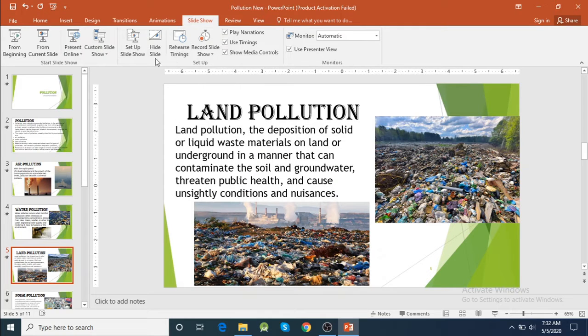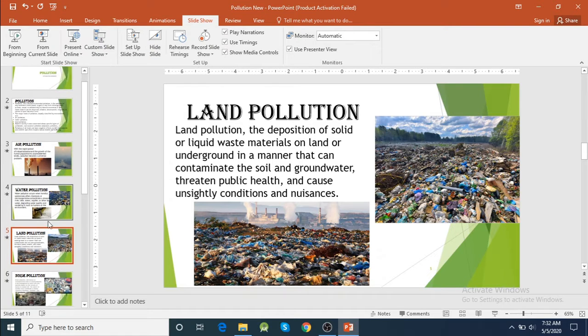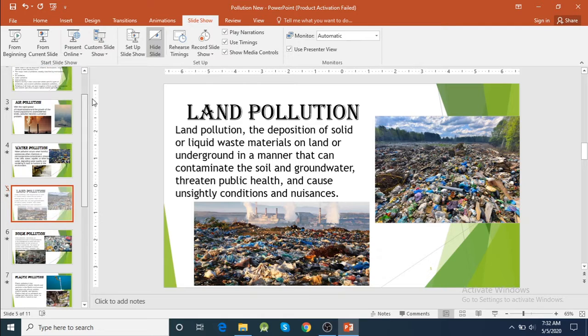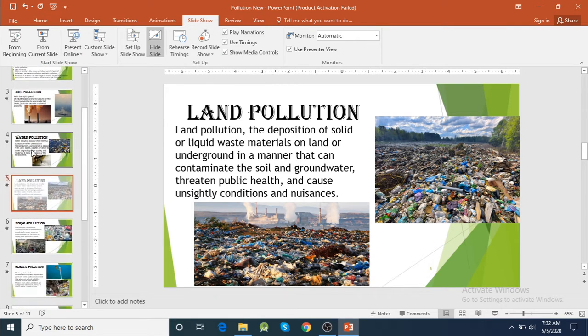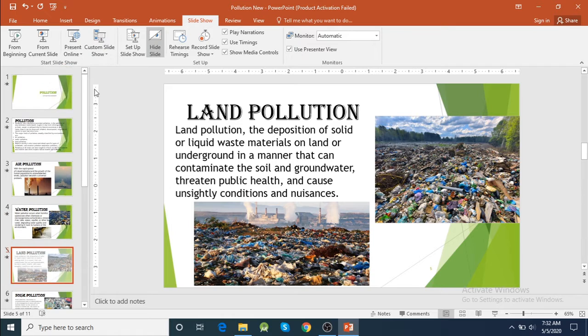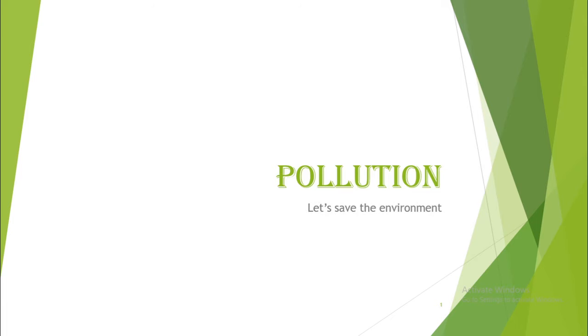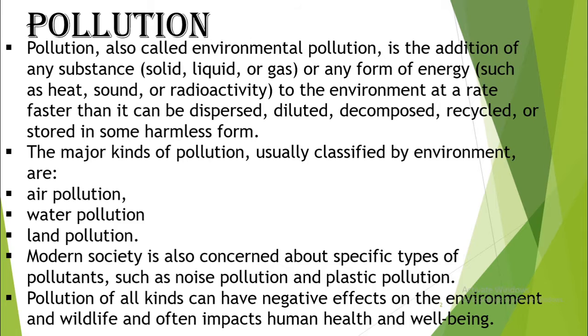Next thing I want to do is, suppose in a slideshow you don't want a particular slide to be visible. For example, I do not want land pollution to come up. So I click on that particular slide and say hide slide. So you can see a small strike has come against the number of that slide. Now that is the land pollution. So after water pollution, directly noise pollution should come. So what I'm going to do is start the slideshow from the beginning. That's the first slide. Then comes explanation about pollution, second slide.